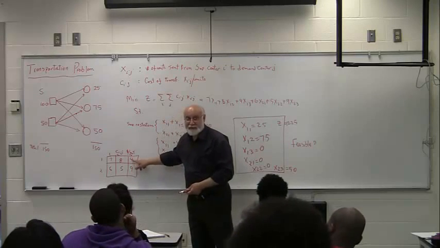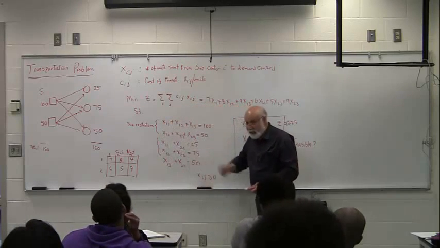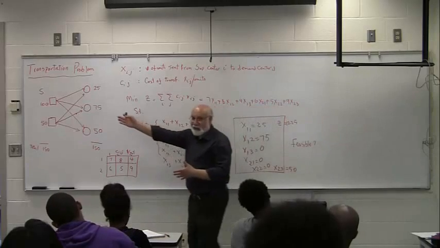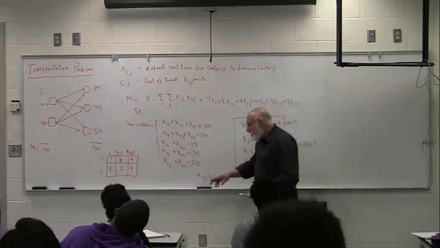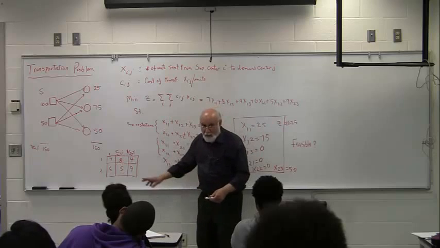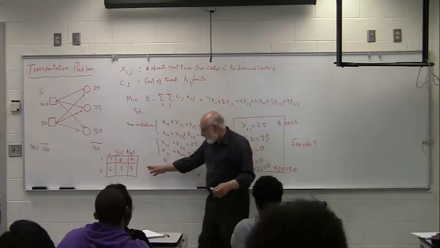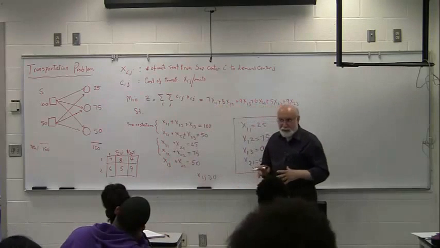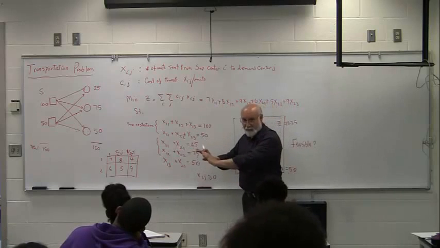Start with this. Instead of sending from the top, I go with the minimum cost. I look at this table and I said, I'll go with the minimum cost. And the minimum cost in here is 4. Let me send as much as I can there.